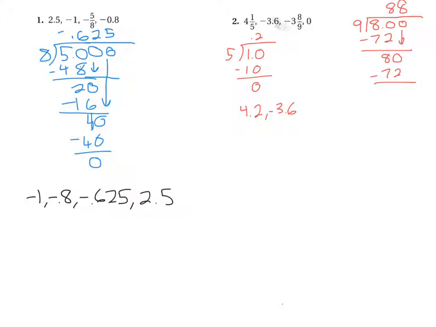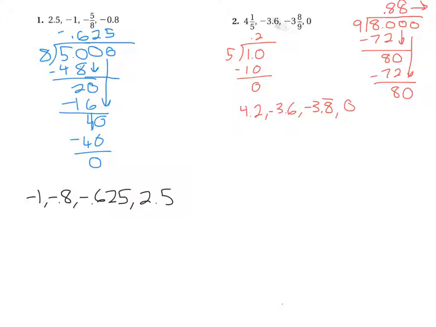Uh-oh. I think I'm stuck in sort of a pattern here that doesn't seem to be changing. I have 80 again. So what does that tell me? That tells me that this 8 here is just going to keep going forever. I bring my decimal, I put it right there, and what that is going to give me is 0.8 repeating. So I can write this third number as negative 3.8, and that's repeating, and then we have 0.